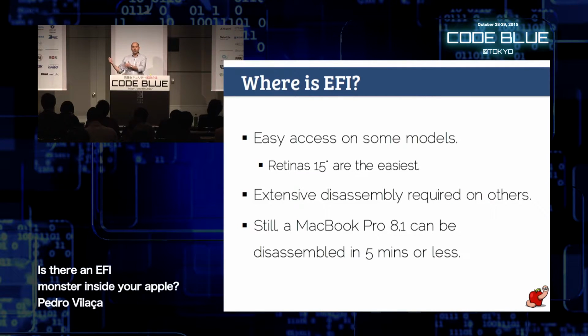So I have shown you what the chip is, how it looks. Now, where it is inside the machine, because you have to know that. The Retina model, like mine, the Retina 15 inch, has the easiest access. You just disassemble it and the chip is there. Other Macs are very difficult. You need to disassemble the whole machine because usually the chip is underneath.